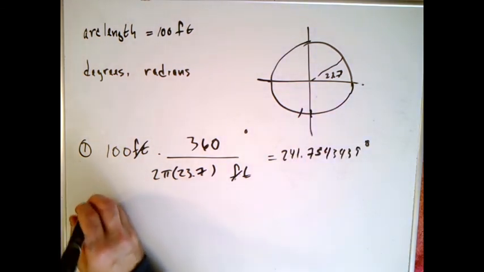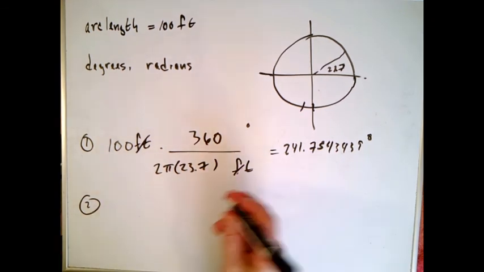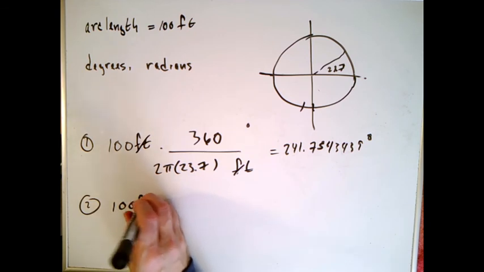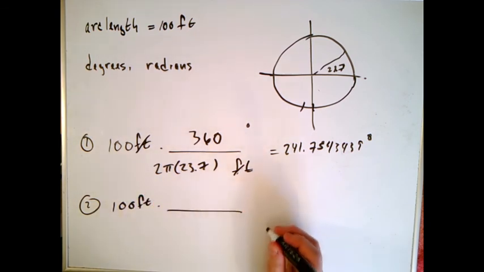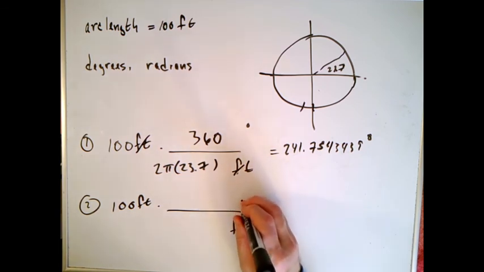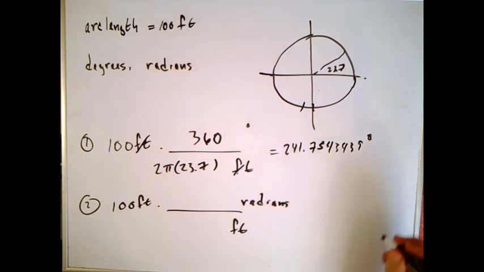Now the next thing I want to do is do the radians. I'm still going to start with 100 feet. I don't want to start with an estimate and make the estimate worse. So I'm going to start out at 100 feet. And what I want to do this time is multiply by a fraction. The feet have to go down here, like this. Radians need to go up on top, like this. That way the feet will cancel.